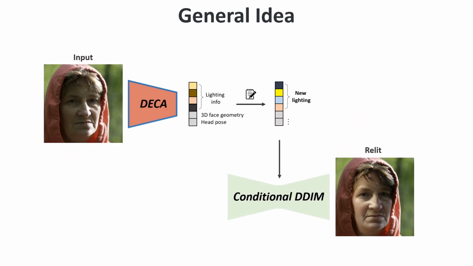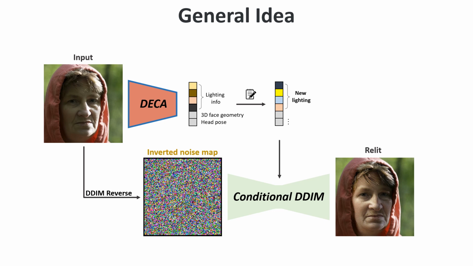To achieve this, we use an off-the-shelf estimator called DECA to encode an input image into a feature vector that captures the lighting information, along with 3D face geometry and head pose. And we use a diffusion implicit model conditioned on the modified vector as the decoder to output a relit image. At relighting time, instead of starting from a Gaussian noise map, we use an inverted noise map from reversing the DDIM generation process of the input.